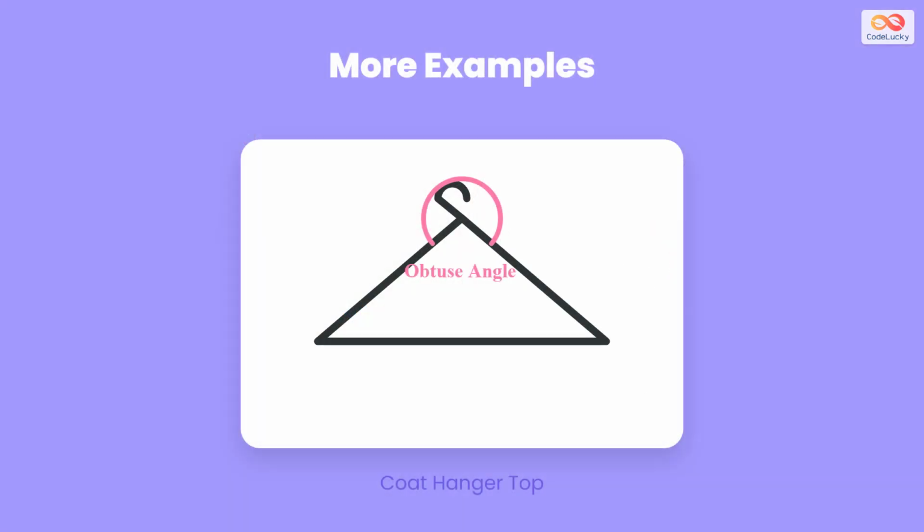Another common example is a clothes hanger. The top part of the hanger forms a wide obtuse angle to support your clothes. You might also see this shape on the roof of a house.